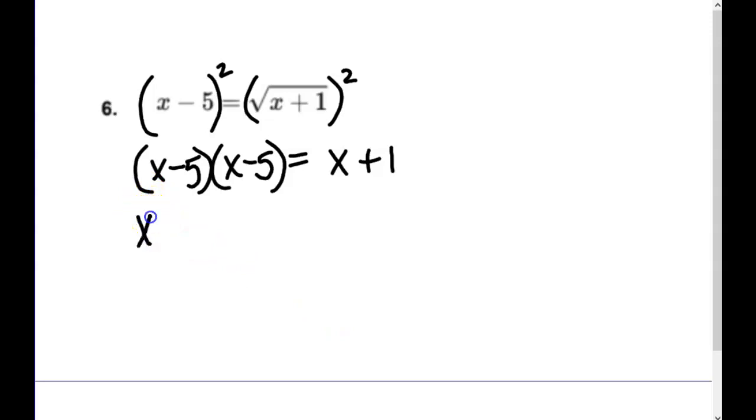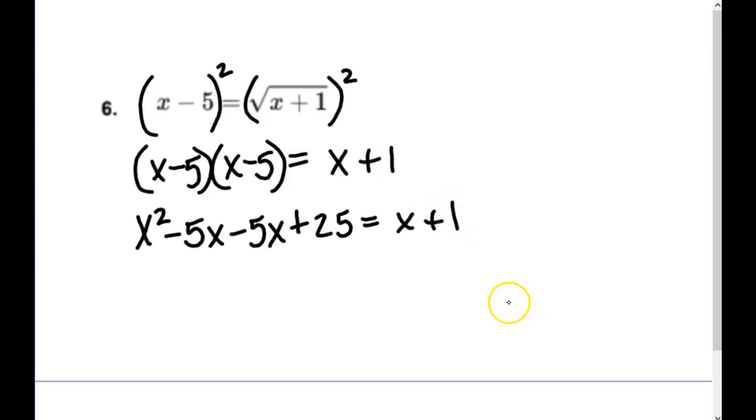On the left, I get x squared. Outside is a minus 5x, inside is another minus 5x, and then -5 times -5 is 25. Now, the trick here is that we're going to have to factor and use quadratic of some kind because we have an x squared. Luckily, they factor.